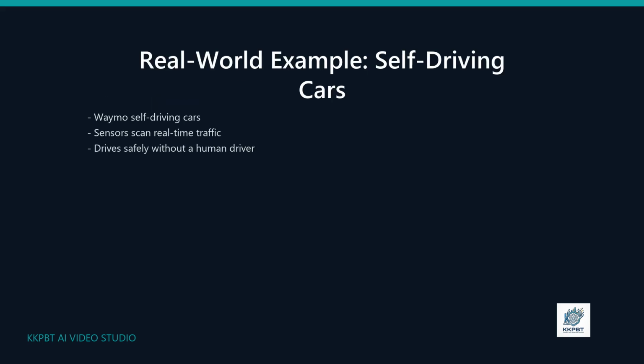A great real-world example of this is Waymo's self-driving cars. Inside a Waymo vehicle, an autonomous agent processes live data from cameras and sensors. It constantly decides when to steer, accelerate, or hit the brakes, navigating through traffic safely to take passengers to their destination without a human driver.